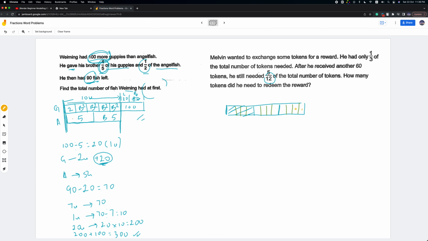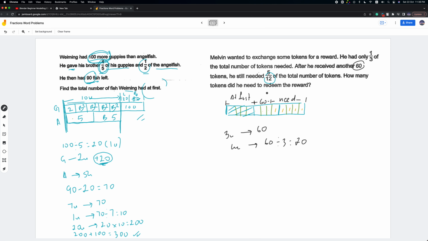So 1, 2, 3, 4, 5. So you see this 1, 2, 3. This 3 here is what he received. From here to here is the 60 that he received, because this is what he has at first. So let's write down here, at first. This is need. So this is what he received, the 60. As you can see, it's quite a straightforward question. So 3 units is 60. 1 unit is 60 divided by 3, which is 20.